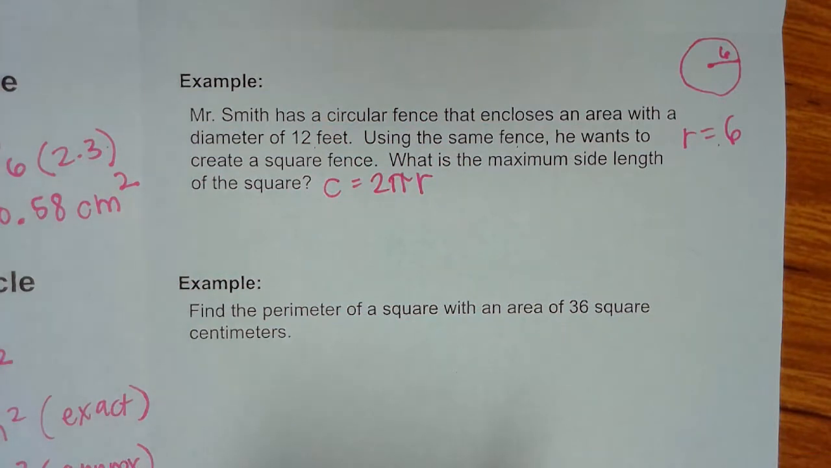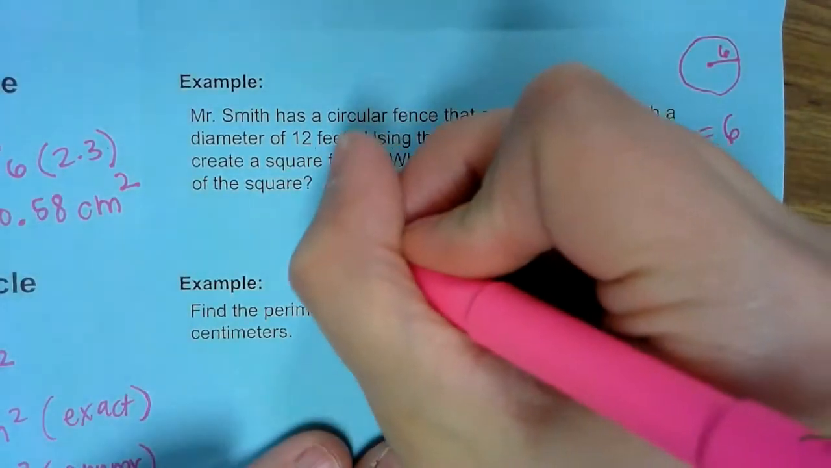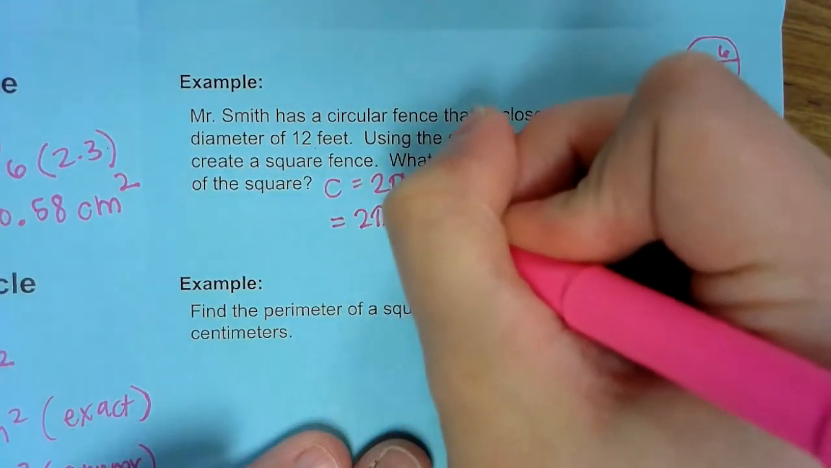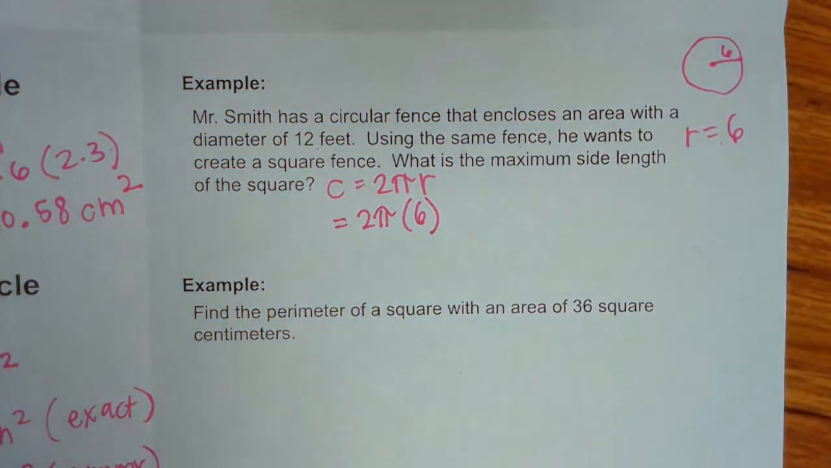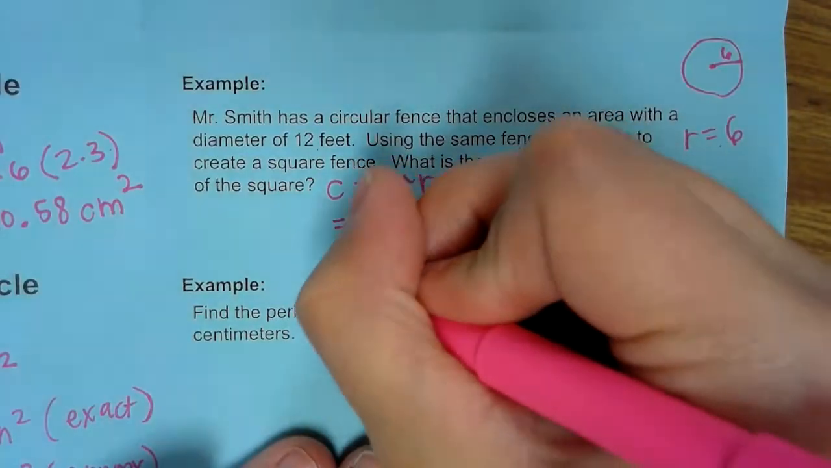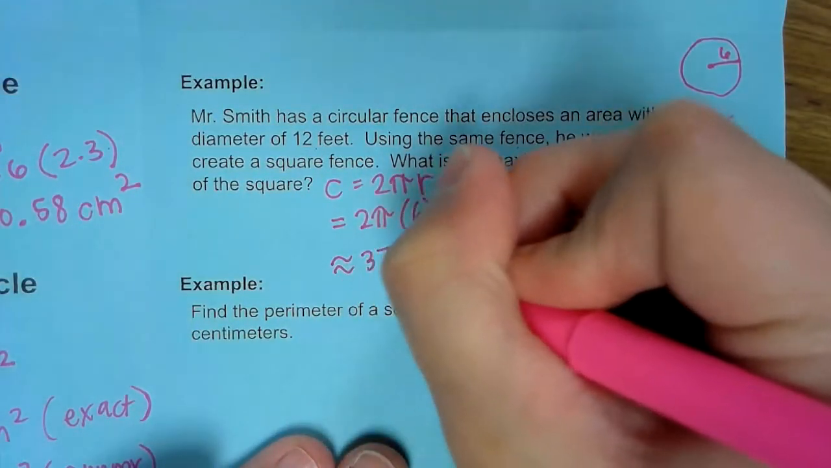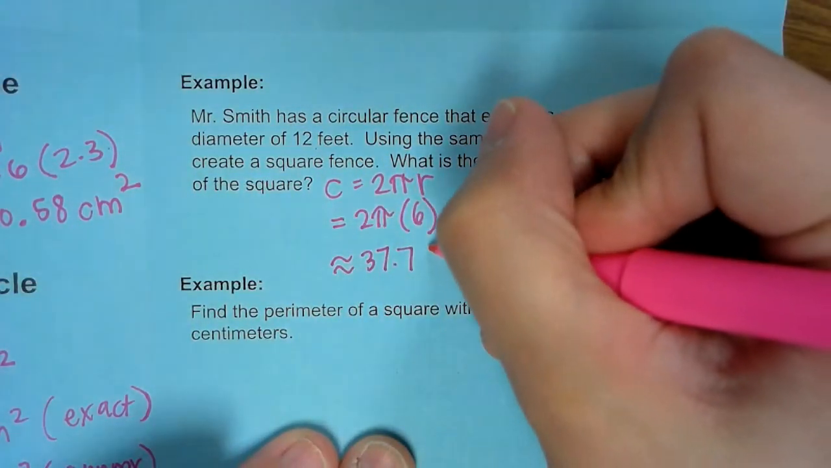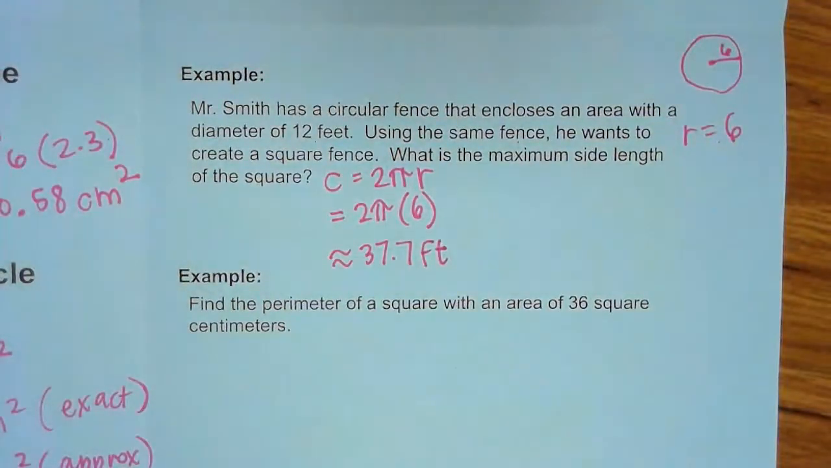And we want to use the same fence to make a square fence. So I need to know how long my fence is. So I'm going to use my circumference formula. I want to know how far around my yard that fence is going to go. So here goes. 2 times pi times 6. So that gives me an approximate circumference of 37.7 feet.